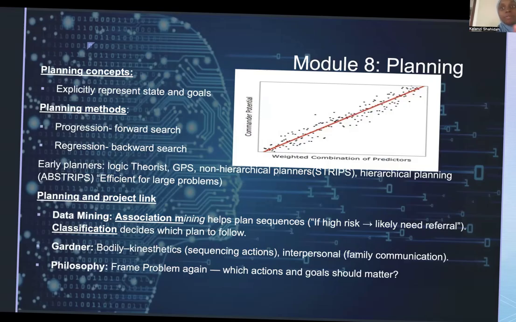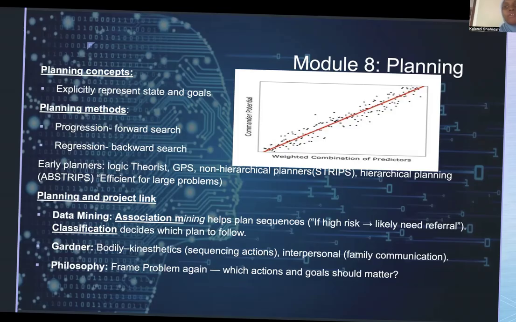Planning is quite different from scheduling. Planning is explicitly representing state and goals. You're stating your goals, and you're also stating what you want to do to achieve such goals. Planning is about deciding sequences of actions to achieve a goal. We have different methods of planning.